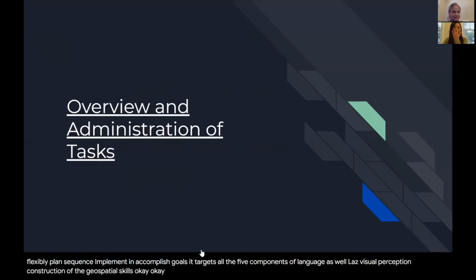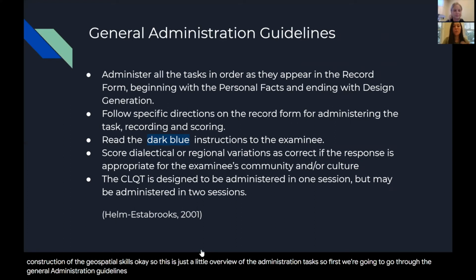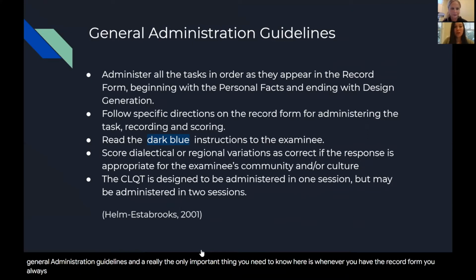Okay, and so this is just a little overview of the administration task. So first we're going to go through the general administration guidelines. And really the only important thing you need to know here is whenever you have the record form, you always read the dark blue instructions to the examinee. And that's the most important, read it word for word. And that's what you should do.